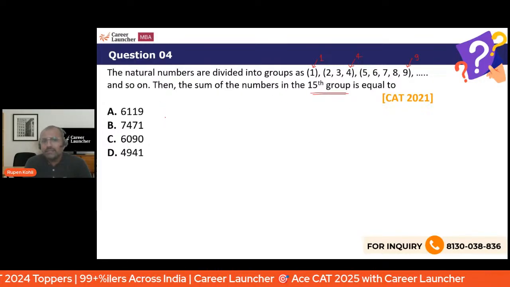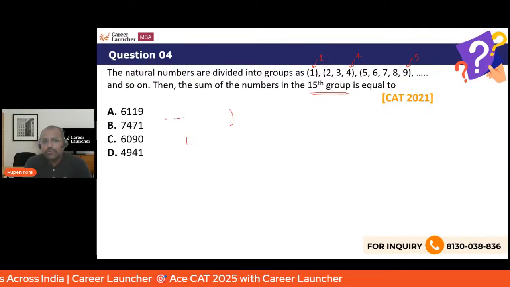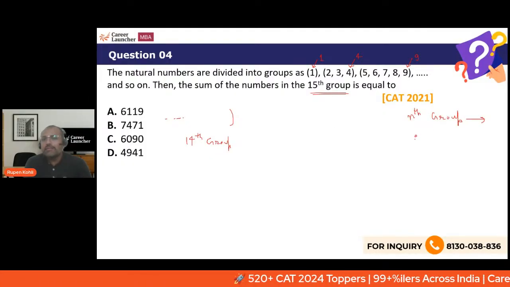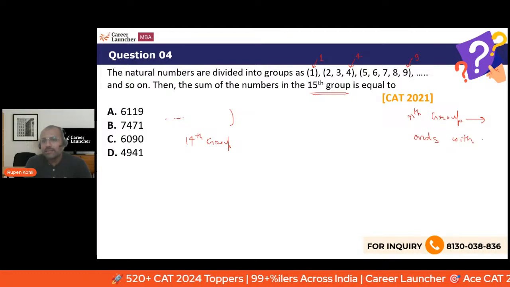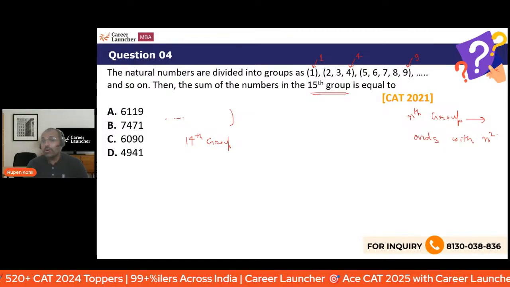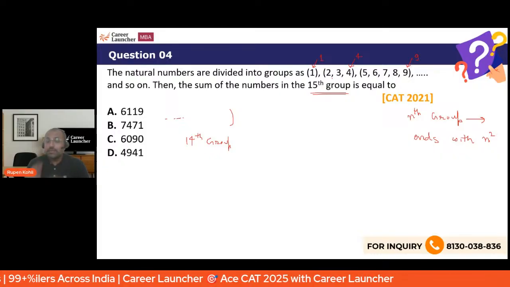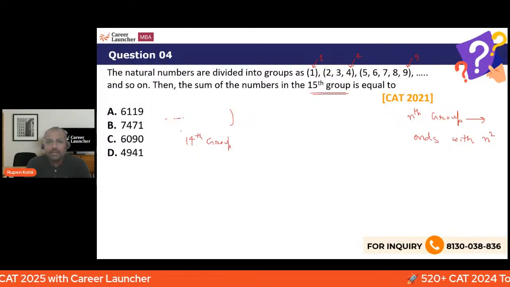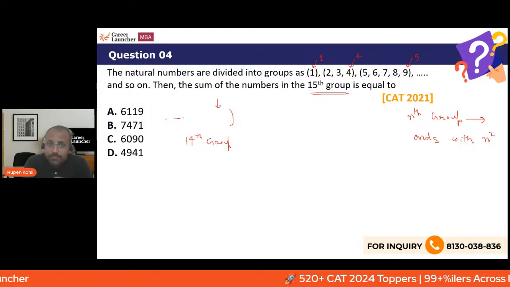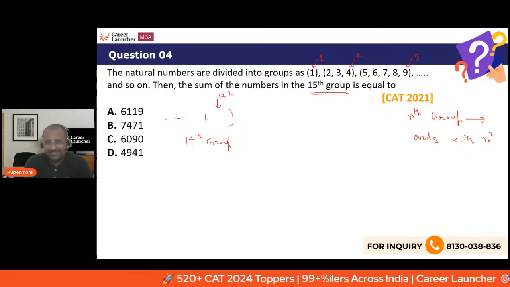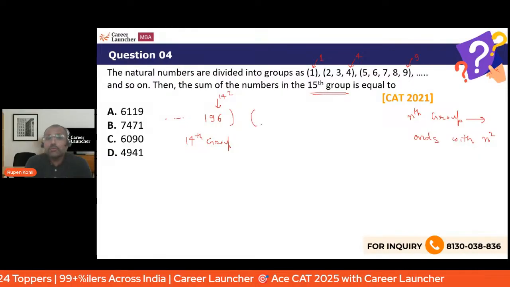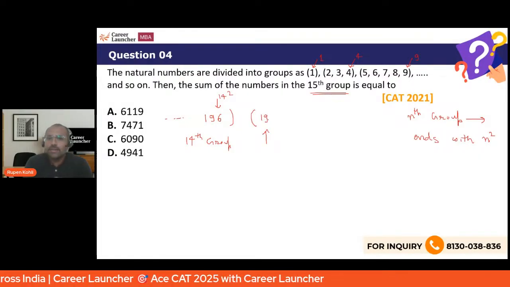I have to find the numbers in the 15th group. I'm interested in the last number in the 14th group. I have identified that the nth group ends with the number which is n square, because the number of numbers till the nth group is nothing but 1 plus 3 plus 5 and so on, right? So the 14th group is going to end with the number which is 14 square, right? 196. Brilliant.